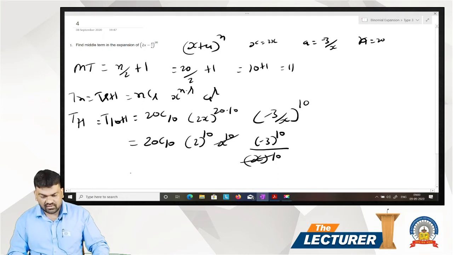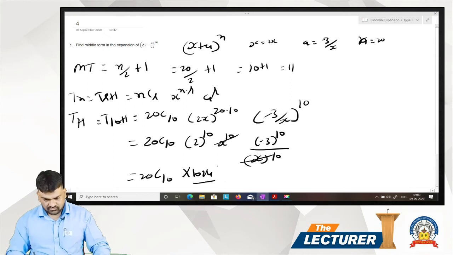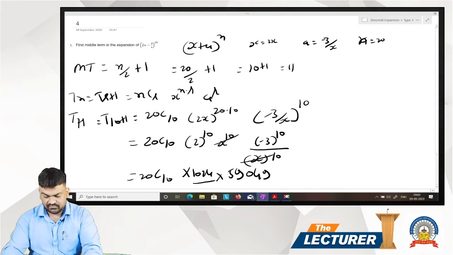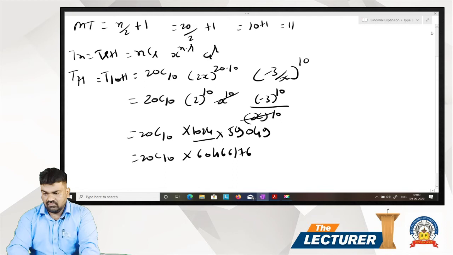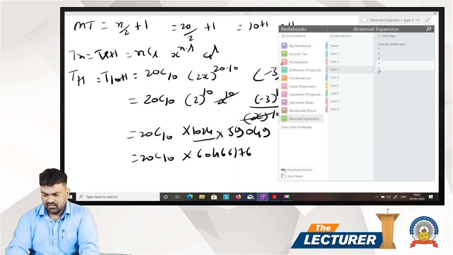x raised to 10 and x raised to 10 cancel. 20C10, 2 raised to 10 is 1024, multiplied by minus 3 raised to 10, that is 59049 multiplied by 1024, that is 20C10 multiplied by 60466176.